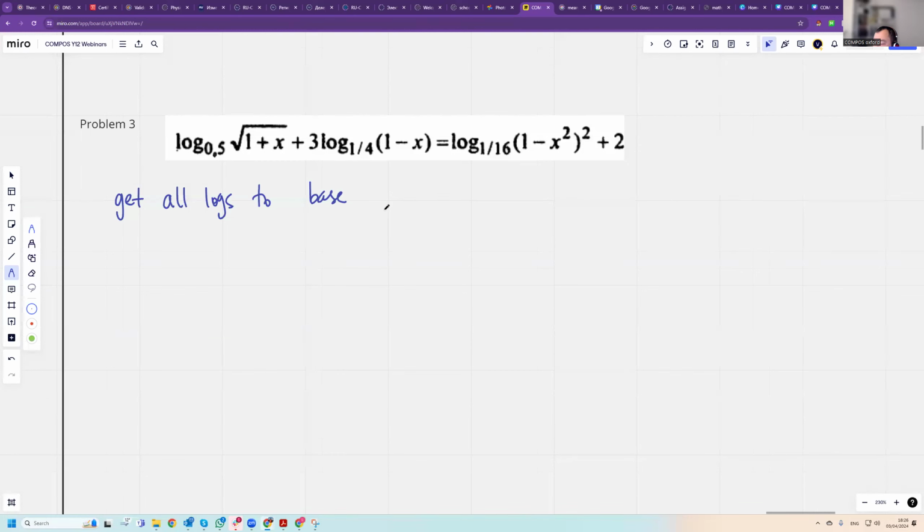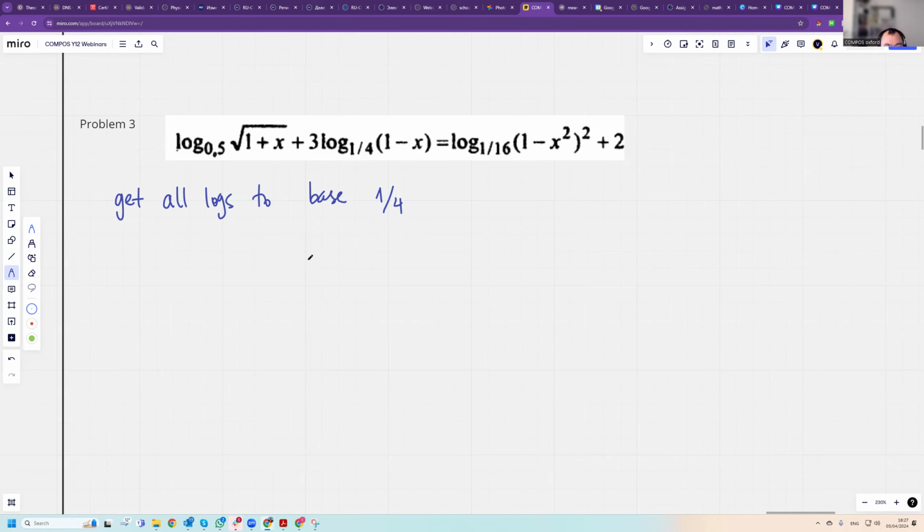Zero 0.5. You could do 0.5. Yeah, I don't see why not. Although I'm just going to say a quarter, base a quarter. I think 0.5 would work, but if we take it to a quarter, that's even better. Let's see how it is better.